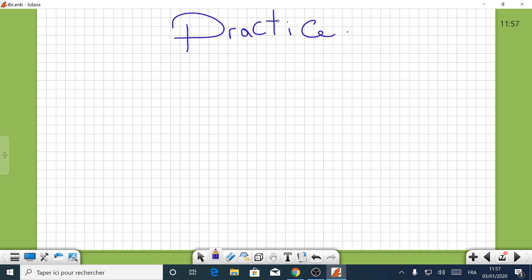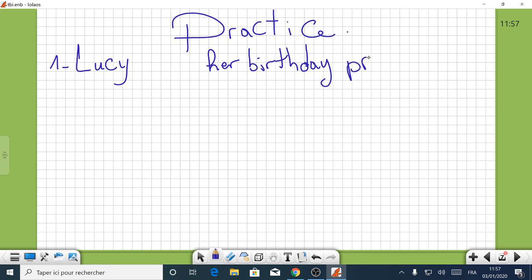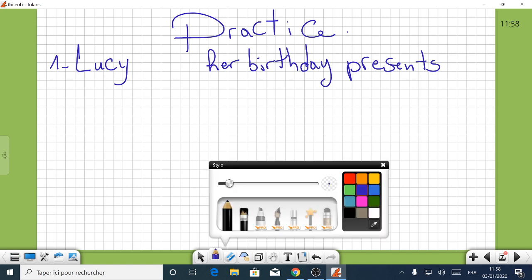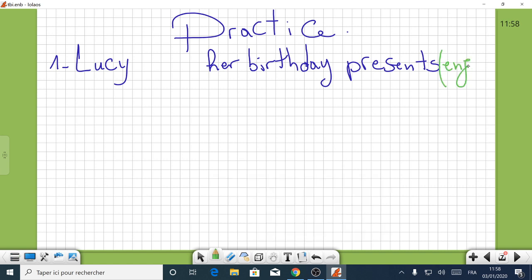So, the first sentence that I'm going to write is, for example, here, one. Okay, Lucy, just an example. Lucy, her birthday presents. So, Lucy, her birthday presents. And the verb is enjoy. The verb that we're supposed to put here is enjoy. Now let's take another verb.